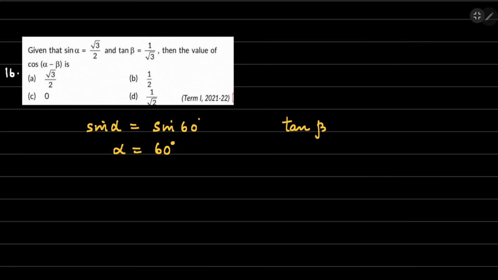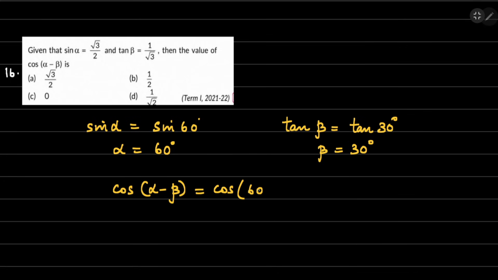Tan beta you're given as 1 by root 3. Tan 30 is 1 by root 3. So I'm directly going to write, on comparing, beta is 30 degrees. So alpha is 60, beta is 30. You are asked to find cos of alpha minus beta, which is cos of 60 minus 30 degrees, which is cos 30, that is equal to root 3 by 2. So the correct answer is root 3 by 2, option number A. Let's move on to the 17th question.